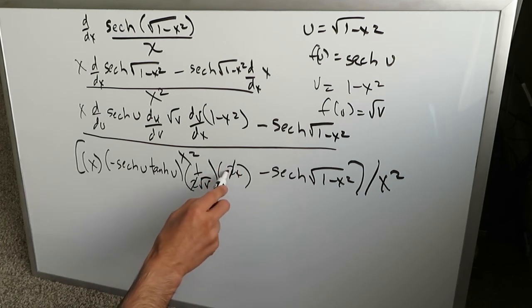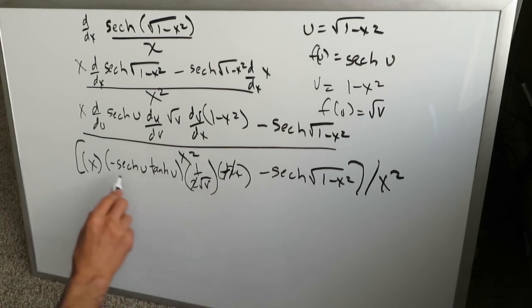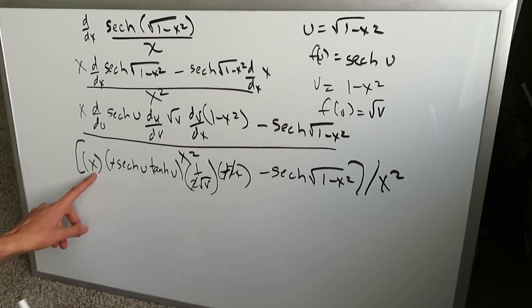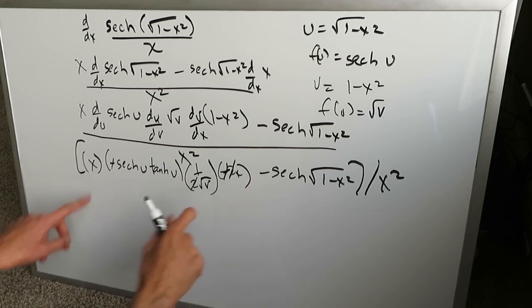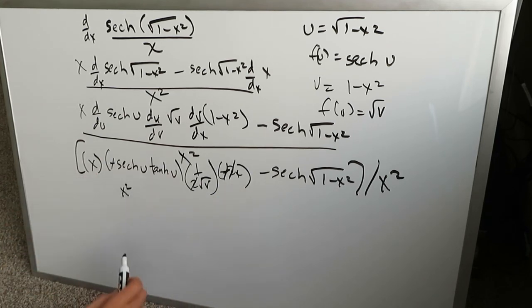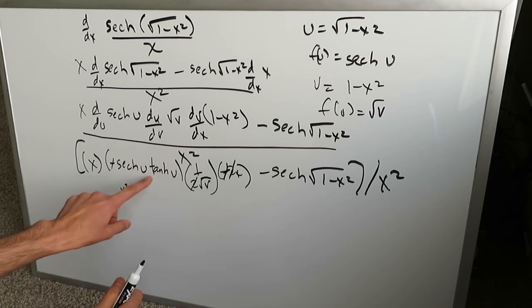And you see this minus over here? This minus will cancel out with this minus over here. You cancel it out. What do you have left on the top? You have this x and this x. You get an x squared. And then you have this secant h u and then tan h u.